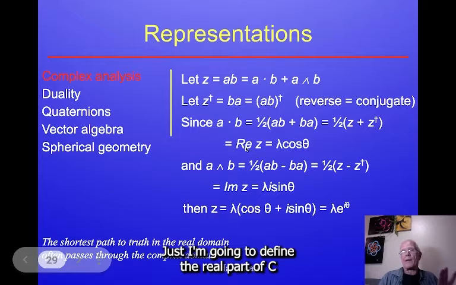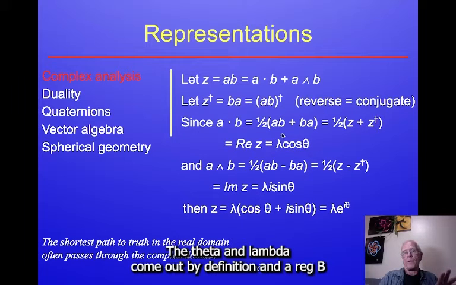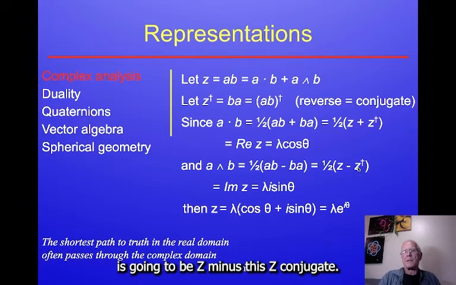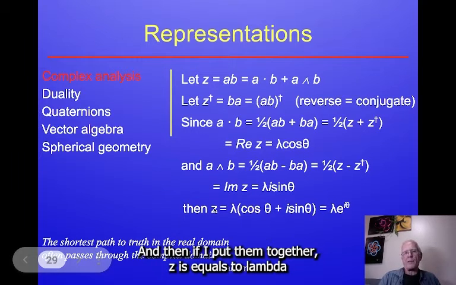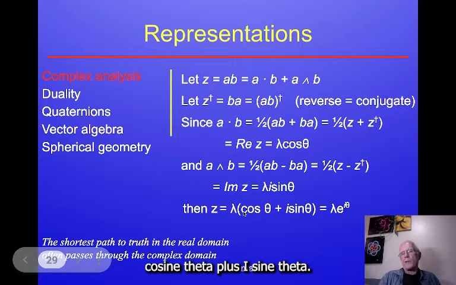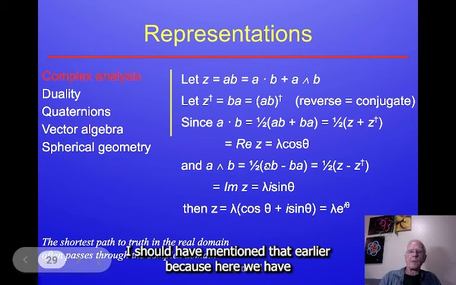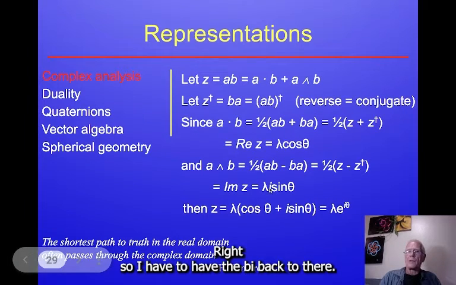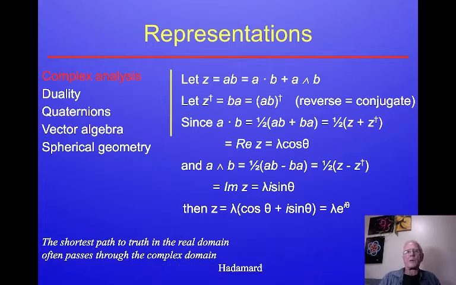I'm going to define the real part of Z as lambda cosine theta. The theta and the lambda come out by definition. And A wedge B is going to be Z minus Z conjugate. Well, that's the imaginary part. And then if I put them together, Z is equal to lambda cosine theta plus I sine theta. I here is the unit bivector. I should have mentioned that earlier, because here we have the bivector definition, right? So I have to have the bivector there. We have suddenly, at our fingertips, all of complex analysis. It's a special case of geometric algebra.